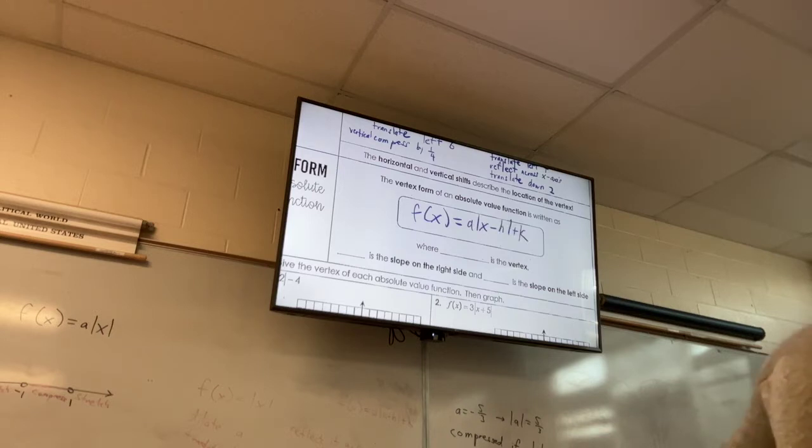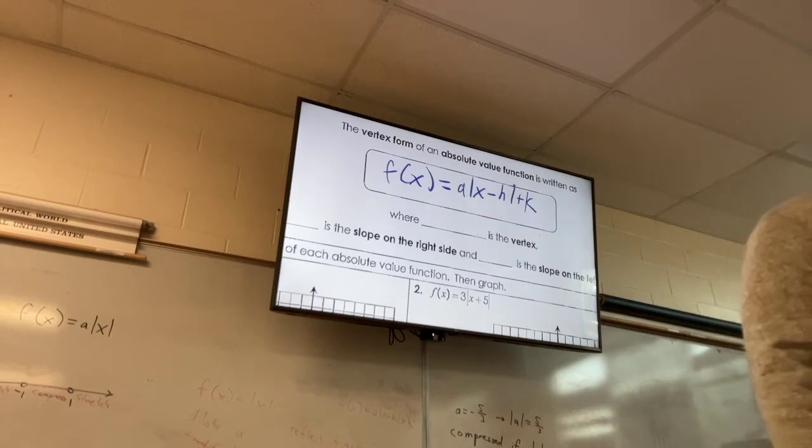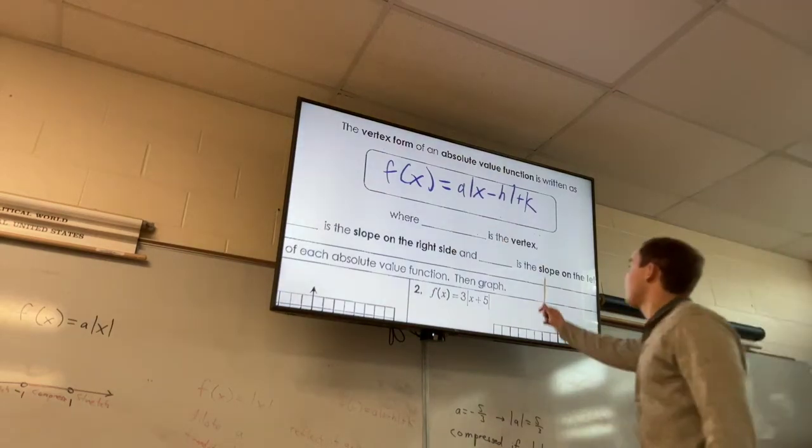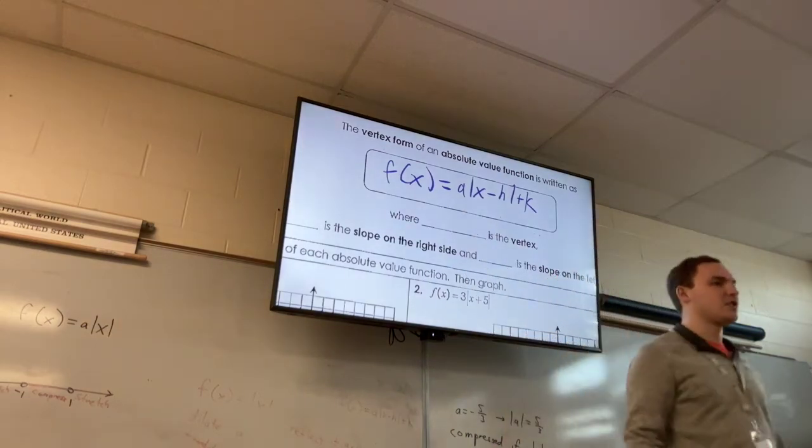Okay. The vertex. Anyone have any guess what the vertex would be? If an absolute value function is in this form, the vertex is going to do what?